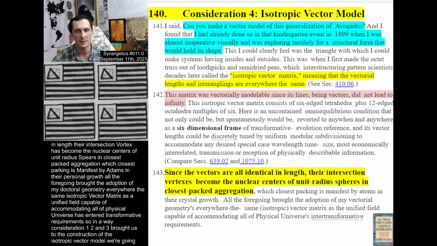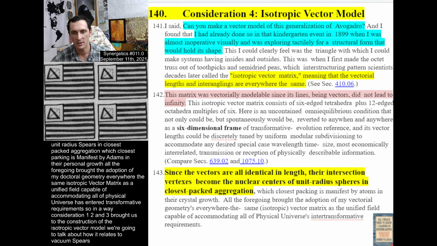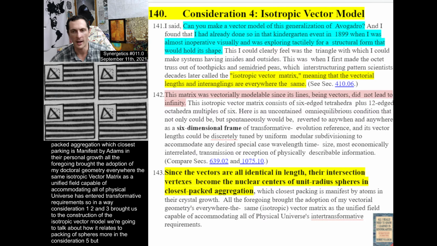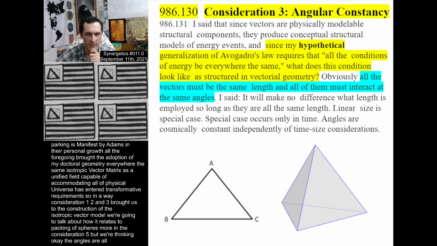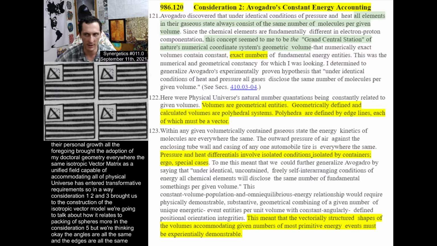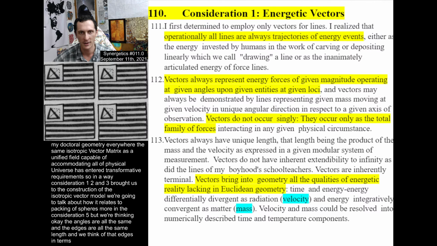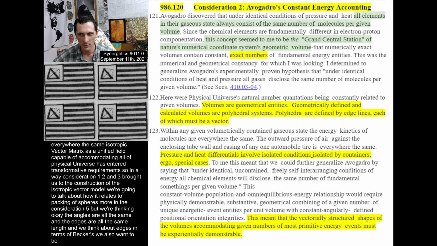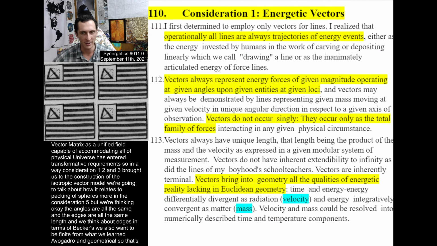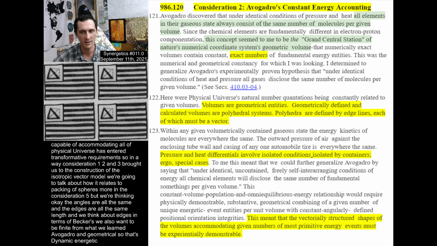We're going to talk about how it relates to close packing of spheres more in consideration 5, but we're thinking, okay, the angles are all the same and the edges are all the same length, and we think about edges in terms of vectors. We also want it to be finite from what we learned from Avogadro and geometrical. So that's dynamic, energetic, vectorial geometry.